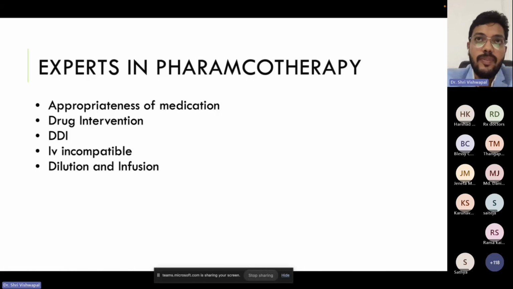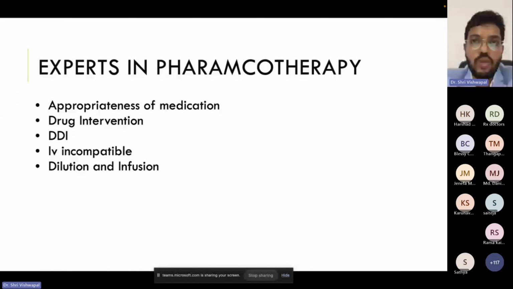So in the dilution, if a patient is in renal failure, or if a patient is having an EF less than 40 or 50%, you can't give much amount of fluids to the patient. So that is where dilution plays an important role.